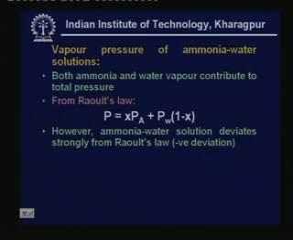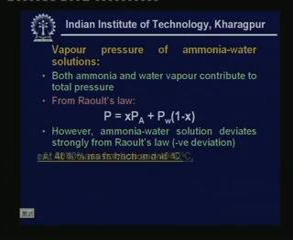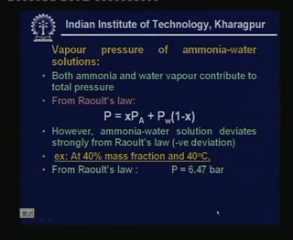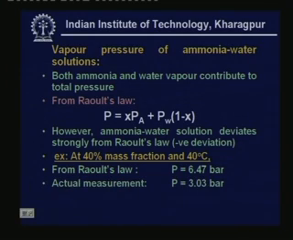So, you cannot really use the above expression when the concentration is high. Okay. So, let me give an example. At 40% mass fraction at 40 degree centigrade, if you are using Raoult's law, you will find that the total pressure is 6.47 bars. Okay. So, this is what is obtained from Raoult's law, but you will find that from actual measurements the total pressure is 3.03 bar. Okay. So, the deviation is really strong.